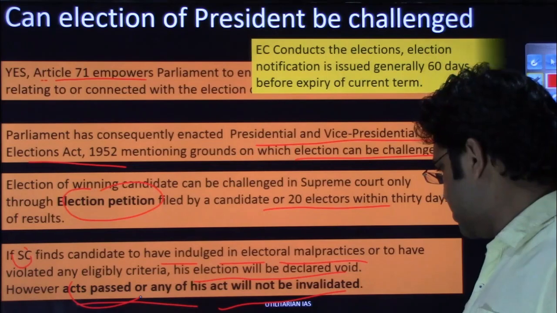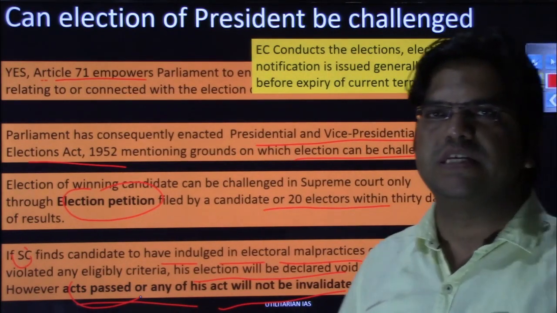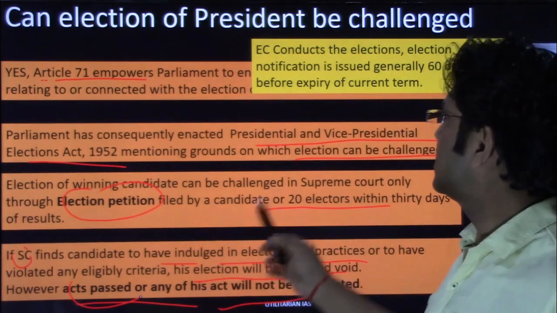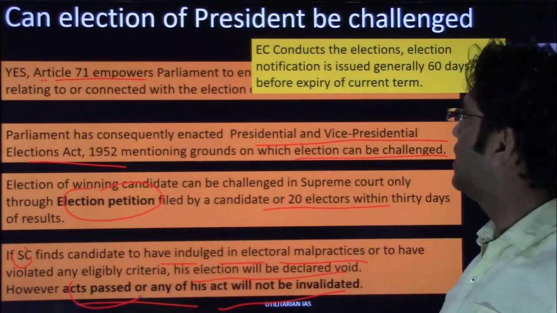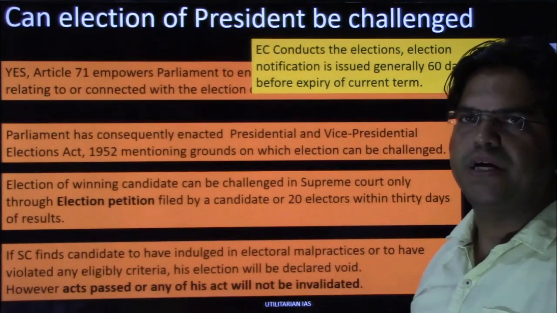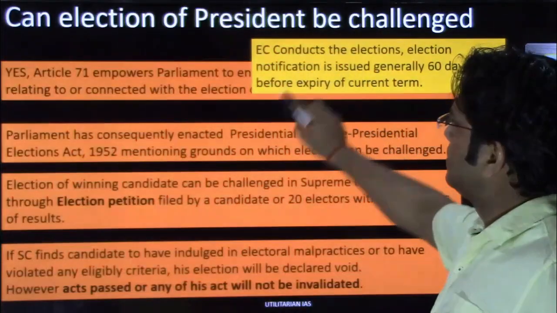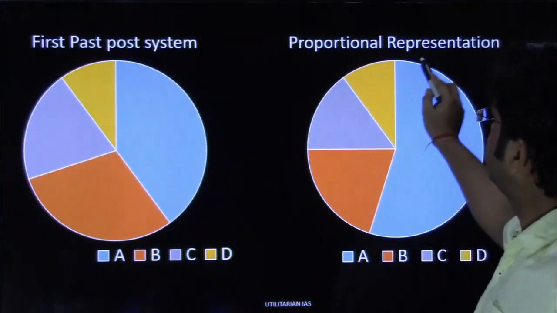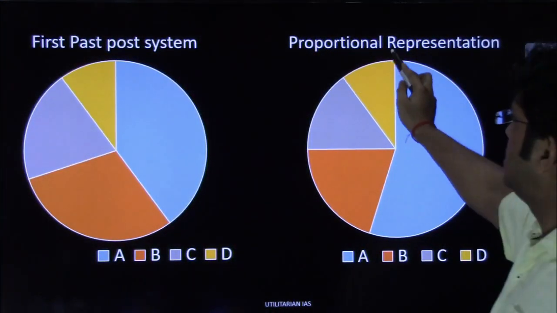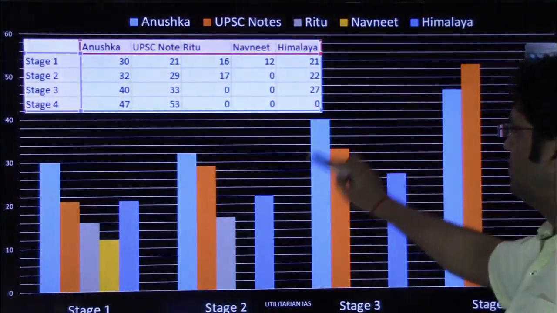So along with election, EC conducts the election. Election notification is generally issued 60 days before the expiry of the incumbent president, right? So I hope election of the president would be clear to you. That method we have not discussed, that is pending. So if time allows, I'll do that. So this is first past the post system. This is proportional representation. What are the advantages? What are the disadvantages? We already have done that.